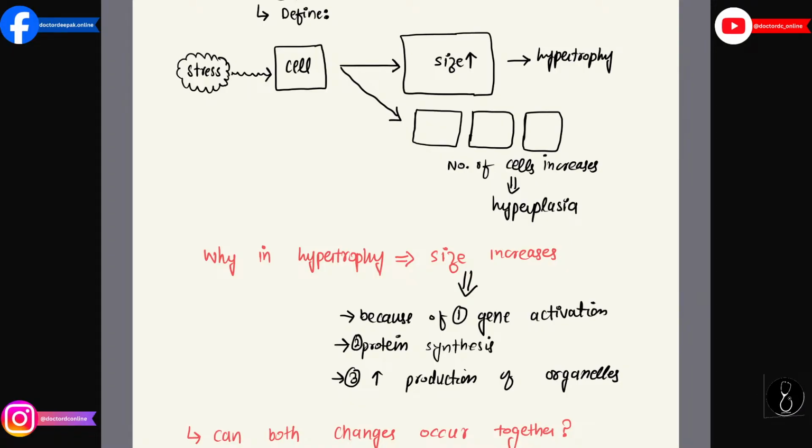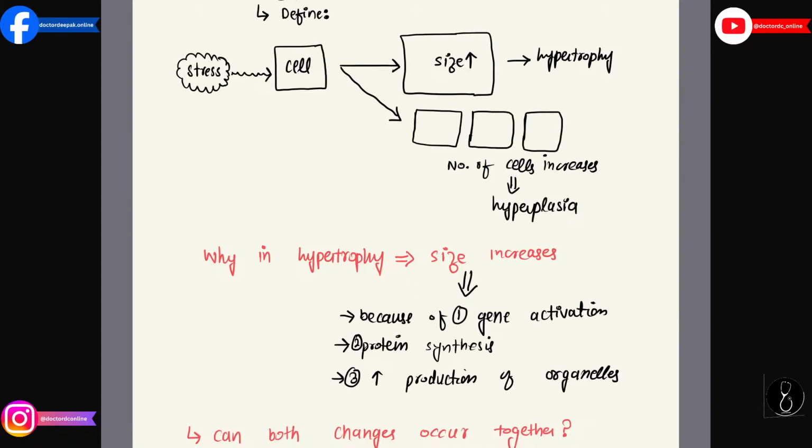So let's take our view one time again. Now I will try to explain again with the diagram. Let's suppose this is one cell, and if I am going to put a stress on that cell, you guys have to participate with me. Let's suppose I put a stress on this cell, and this cell becomes bigger. So what is it called? Is it hypertrophy or hyperplasia? If you put a stress on the cell and that cell increases its size, then it is called hypertrophy, not hyperplasia.